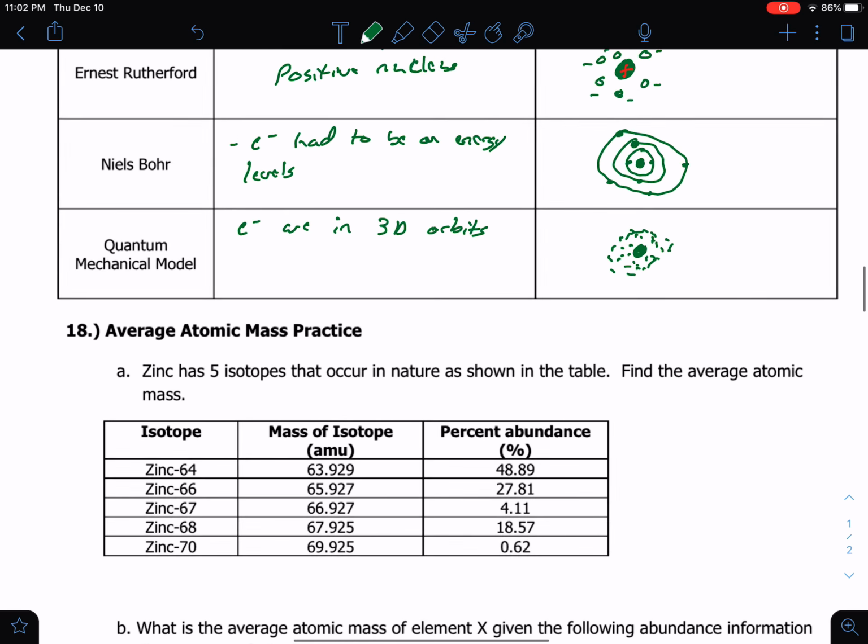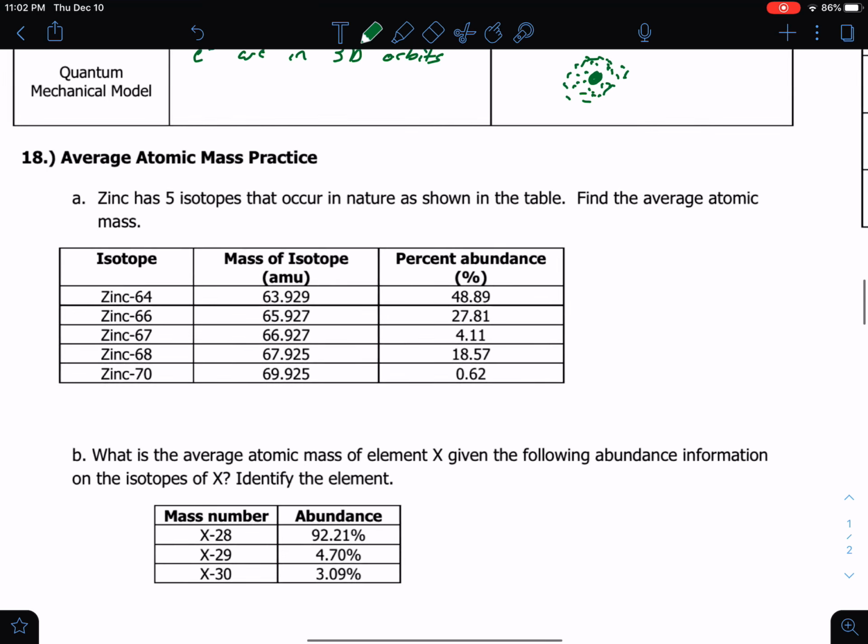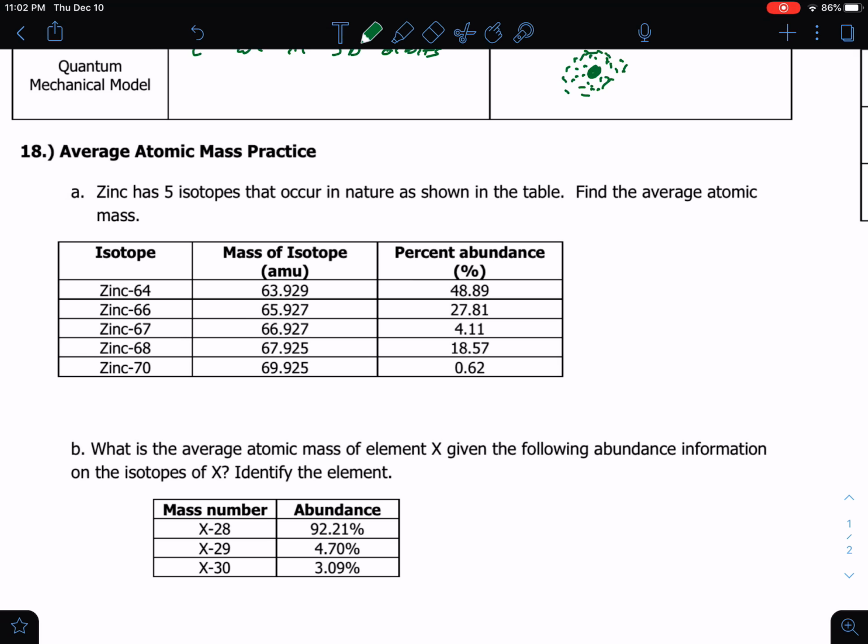Okay, number 18. We're going to do average atomic mass. This is just some simple math. The key is to multiply each mass by its percentage, but you have to be careful. 63.929 times 48.89 is going to give you a really big number, so you need to convert the percentage to decimal form. All you have to do is move the decimal to the left by 2.